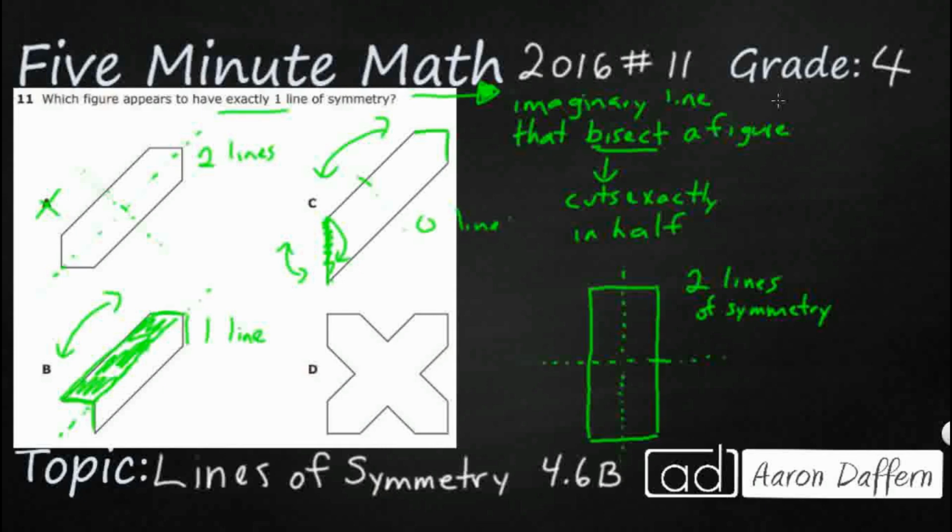And then D, hopefully you see, has a lot of lines. We could go vertical. We can go horizontal. We can actually go diagonal right here. So I've got 4 lines, but I'm wanting just one. My answer is B.